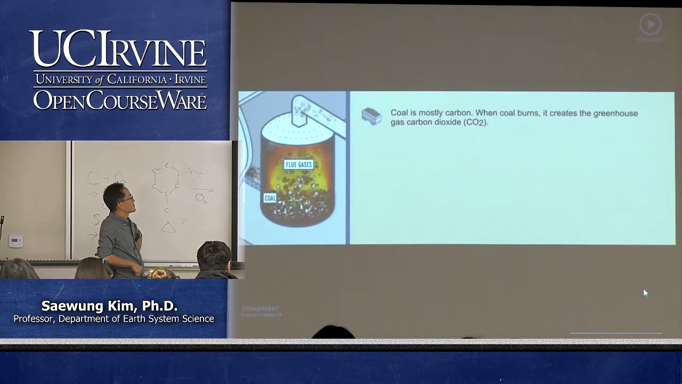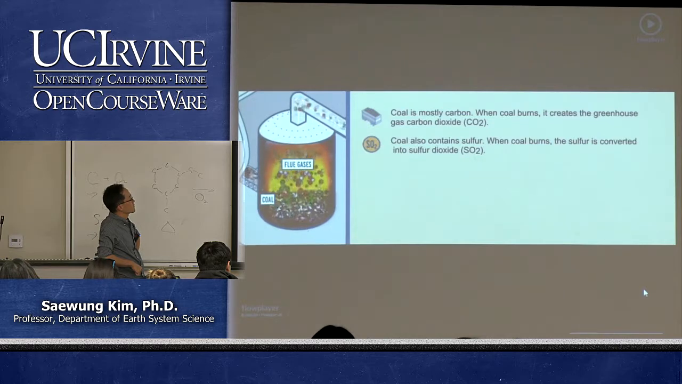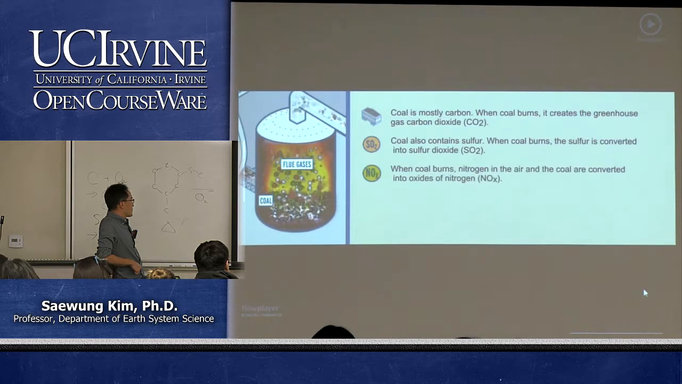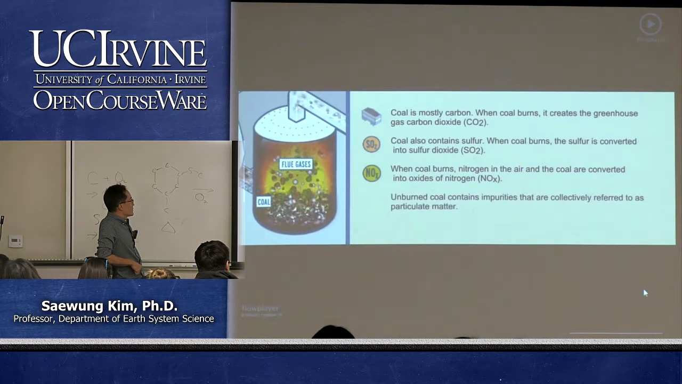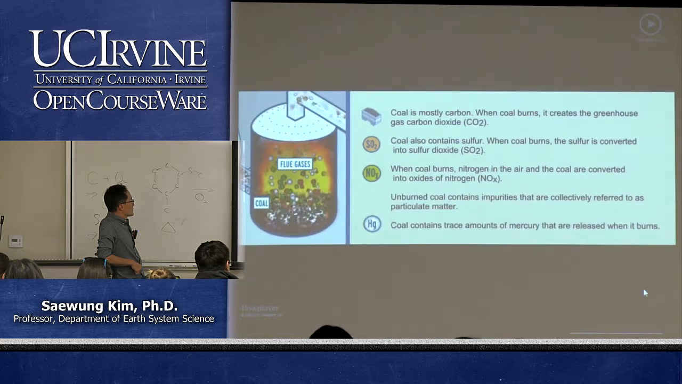Coal is mostly carbon. When coal burns, it creates the greenhouse gas carbon dioxide. Coal also contains sulfur. When coal burns, the sulfur is converted into sulfur dioxide. When coal burns, nitrogen in the air and the coal are converted into oxides of nitrogen. Unburned coal contains impurities that are collectively referred to as particulate matter. Coal contains trace amounts of mercury that are released when it burns.